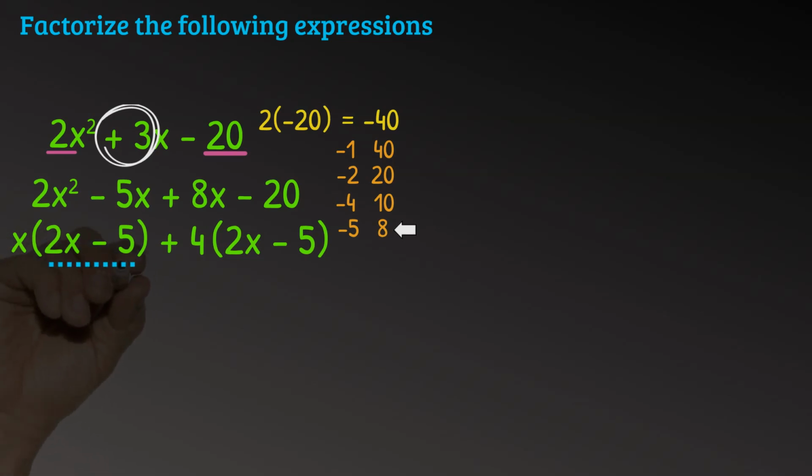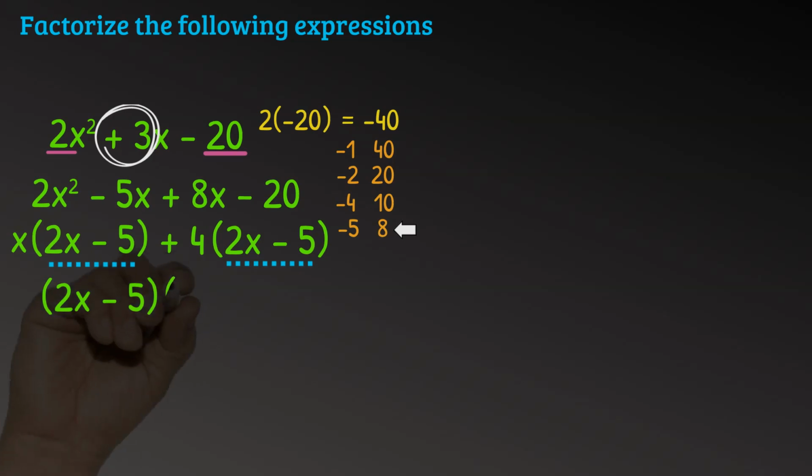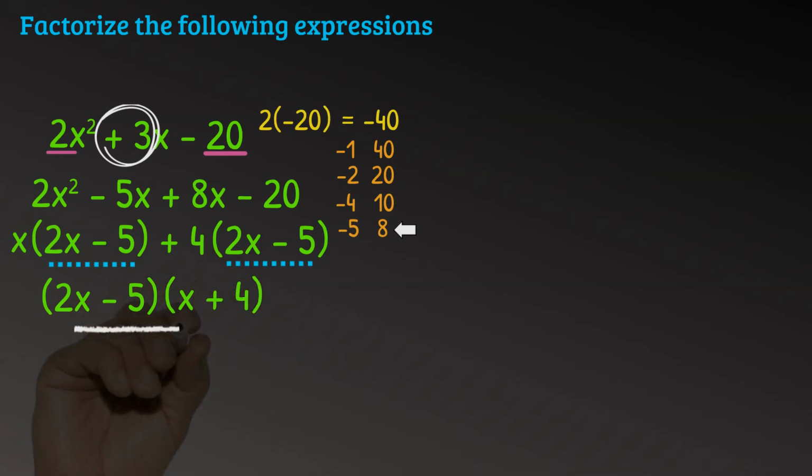And because these two brackets are the same, we know we're on the right path, and we know that the first bracket of our solution is 2x minus 5. And as you can see, we've written down that this bracket is times by x, and it's times by plus 4. So the second bracket is x plus 4.